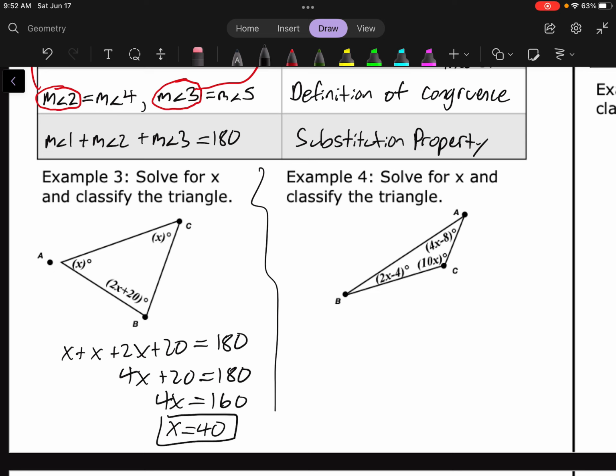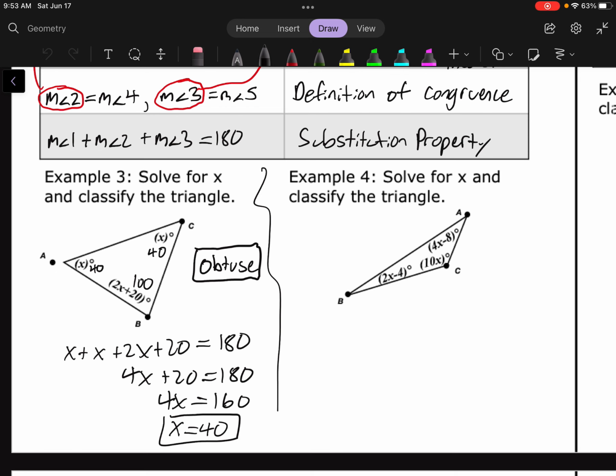Now if x is 40 and I plug that back in, that angle's 40, that angle's 40. 2 times 40 is 80, plus 20 is 100. And so if I've got 2 angles that are 40 and 1 angle that is 100, those 2 angles there are 40, the bottom one's 100. So I've got 1 obtuse angle, so this is going to be an obtuse triangle. And we don't know anything about the sides right now. So for right now, we can't say anything about classifying it by its sides. Later on, you'll learn how to tell just by looking at the angles. But for now, that's an obtuse triangle.